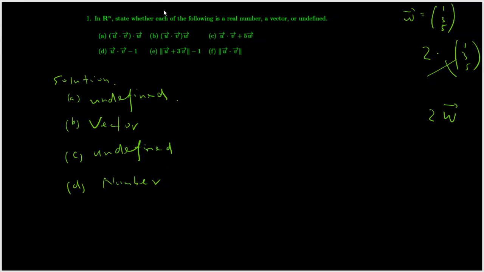Okay, now look at E. U is a vector in R3. 3V is a vector in R3. You add the two vectors, U plus 3V, you have a vector in R3. And then you take the length. The length of a vector is a number. Is it possible to use a number to minus 1? So the answer to E is a number as well.